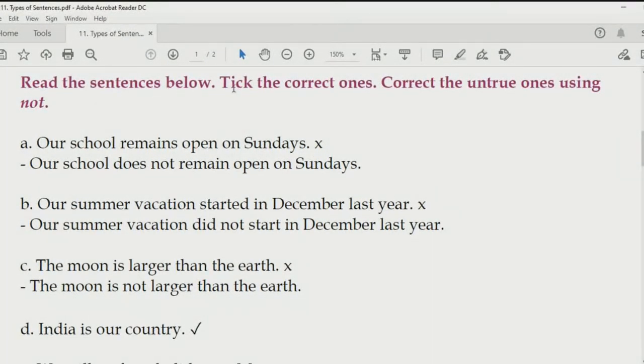Read the sentences below, tick the correct ones. Correct the untrue one. Students, this word may be something new for you. Untrue. It can also mean false, and it can also mean something that is not true. What you have to do is you have to correct the sentences that are untrue using just one word, that is not.